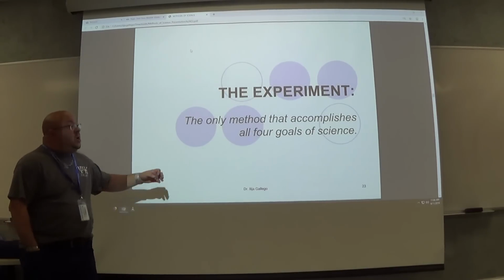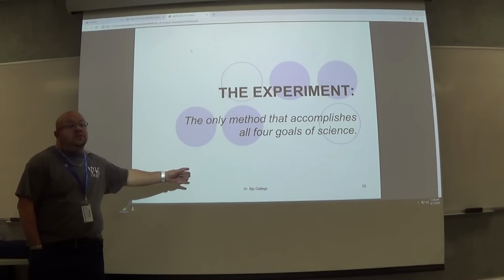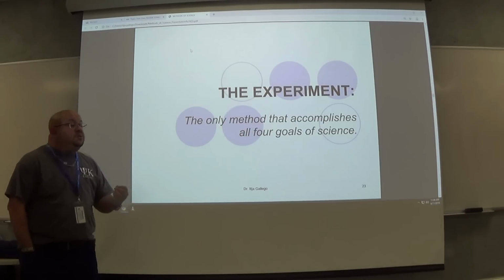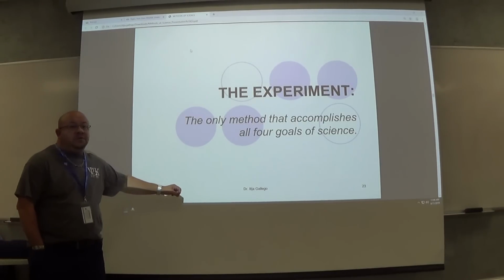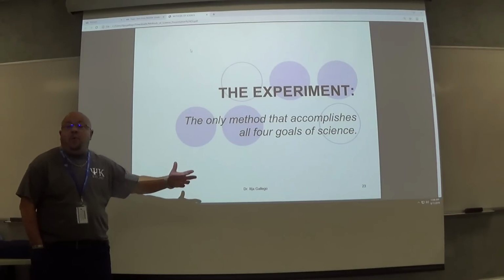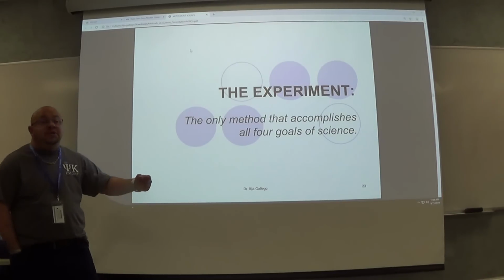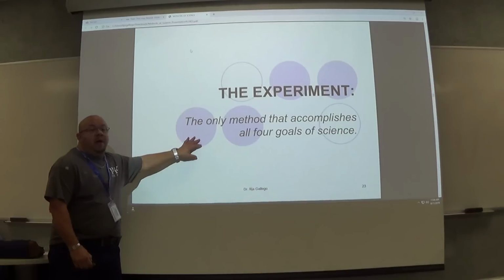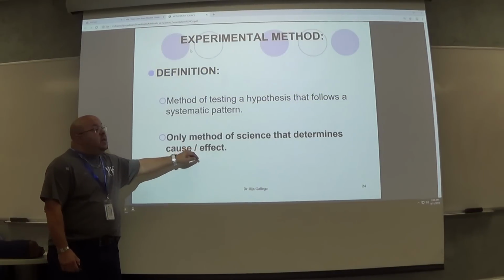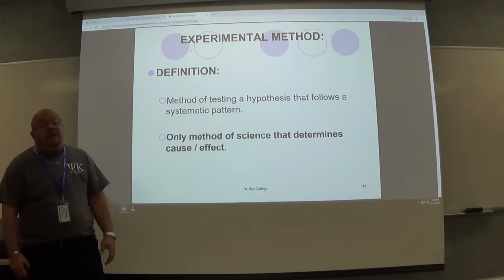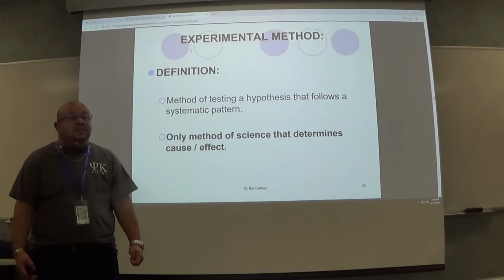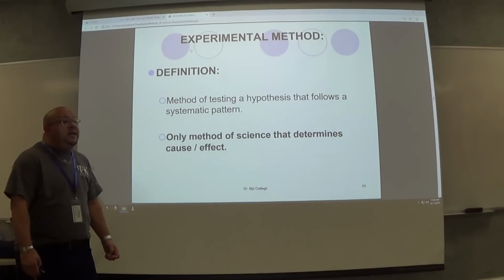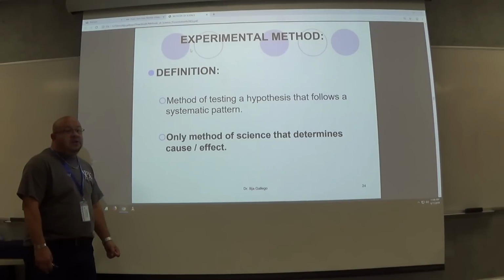or accomplishes. One is that it accomplishes all four goals of science. Remember, they are to describe, explain, predict, and control. So an experiment can accomplish all four goals of science, whereas, for example, all the methods we've talked about so far were descriptive methods, and all they could do was describe. As a result of being able to accomplish that goal of explanation, experiments are also the only method that determines cause and effect. So they're the only method that accomplishes all four goals of science, and they are the only method that determines cause and effect.